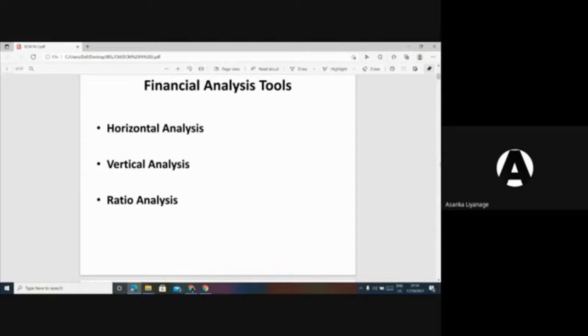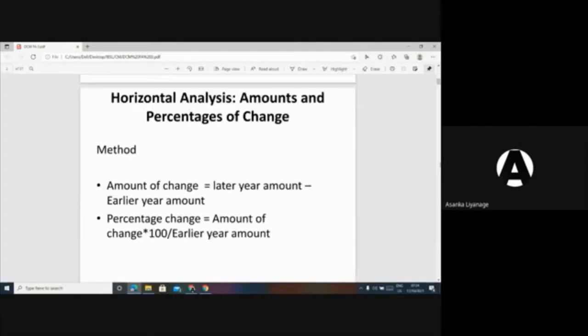Very easy to understand. Now, if you take the horizontal analysis, amounts and the percentage of change we will take, that is called horizontal analysis. Horizontally, we'll take the change between 2 years in respect of amount and in respect of percentage of change. Right, we'll study a few examples.